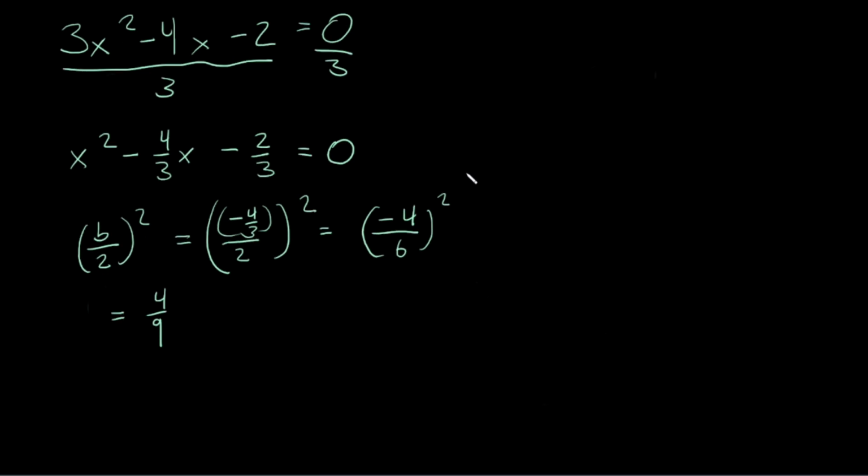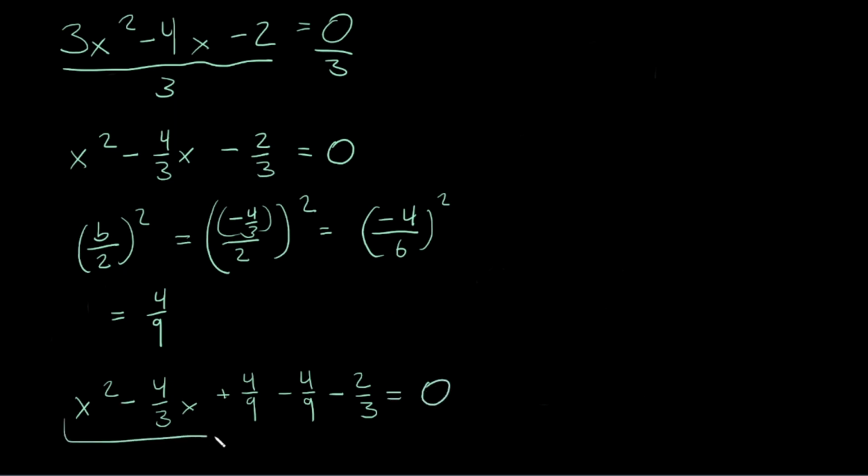Now, let's isolate our terms. So we have x squared minus 4 over 3x plus 4 over 9, minus 4 over 9, just to keep our value 0, and minus 2 over 3. Now, we know this is all still equal to 0, and we have these set of terms. So let's simplify it here.